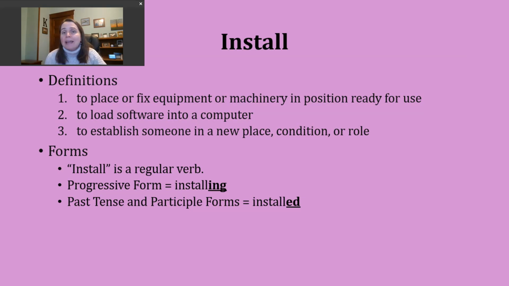Our base verb, install, ends in a voiced L sound. This means the ed ending is just going to make a D sound. I'm not going to add an extra syllable when I pronounce it. The past tense and the participle form of the verb should sound like this: installed, installed.